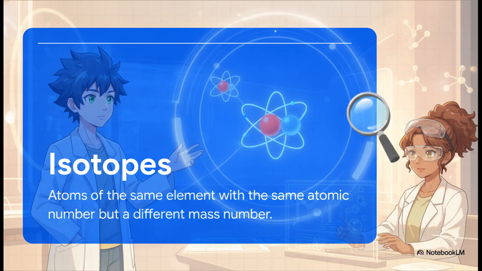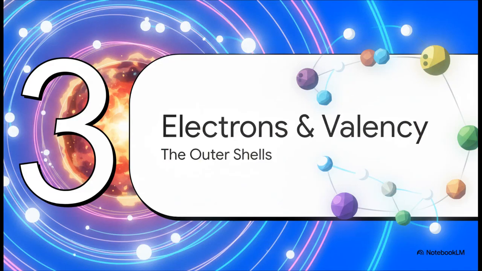Take regular hydrogen, for example. 1 proton, 0 neutrons. But its isotope, deuterium, has 1 proton and 1 neutron. It still acts exactly like hydrogen, it's just a little heavier simply because it has that extra neutron hanging out in the core. Moving on to section 3, electrons and valency.